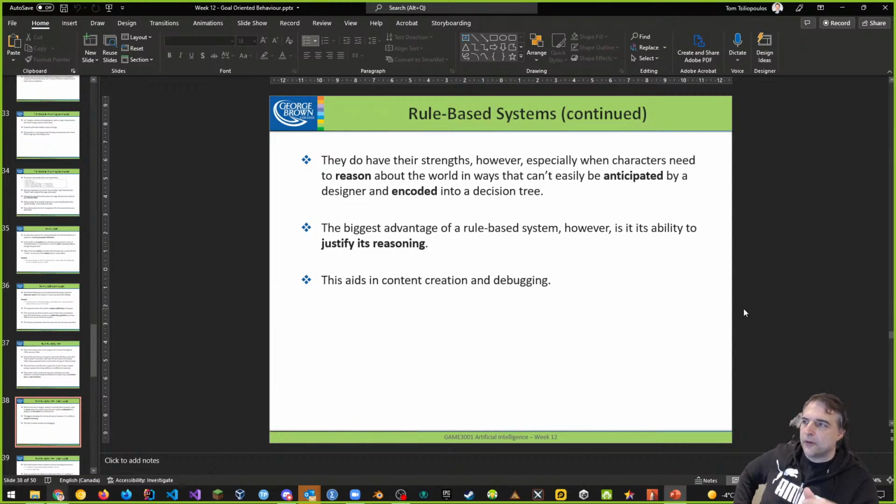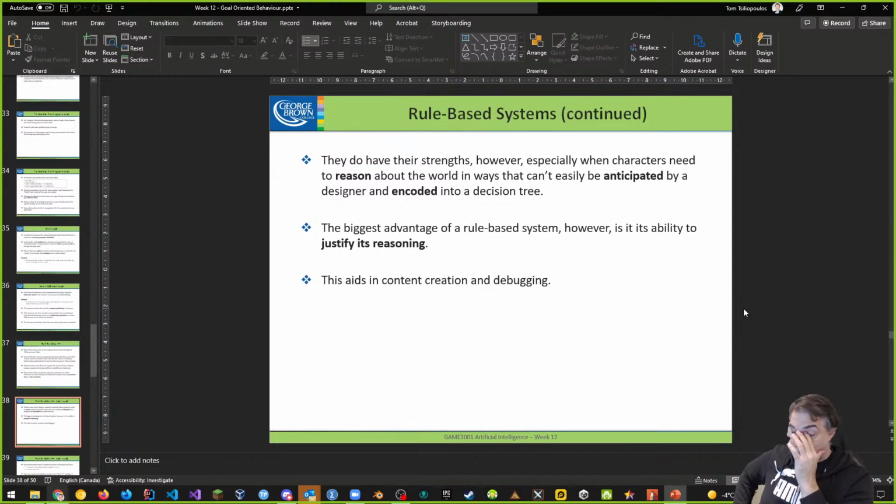So, okay, again, they do have their strengths, especially when characters need to reason about the world. Let's say you're non-player characters or autonomous agents, and it's something you can't anticipate by building it in, by hard coding it into your decision tree. It's just like we asked you to do last week in Lab 7. Lab 7's idea was to build in a set of decisions and actions based on a fixed set of scenarios in your decision tree. What if there's something you can't anticipate?